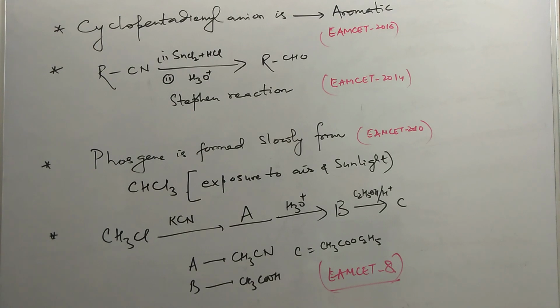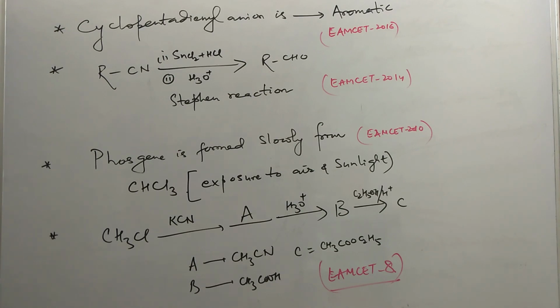When nitriles are treated with tin chloride and HCl and then hydrolyzed, they form aldehydes. This was asked in EAMCET 2014, and the name reaction is the Stephen reaction, the conversion of nitrile into aldehyde. Phosgene is formed slowly from chloroform by exposure to air and sunlight. Phosgene is a deadly poisonous gas with the formula carbonyl chloride, COCl2. It was asked in EAMCET 2010.